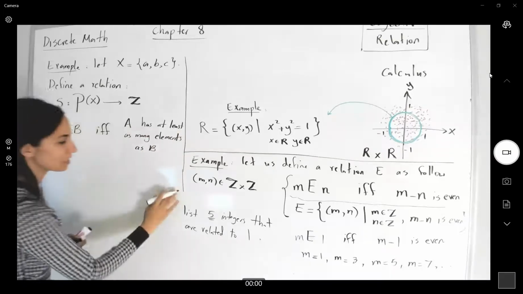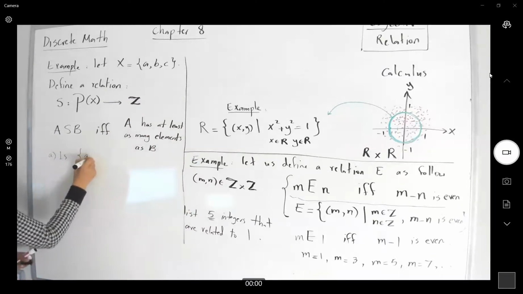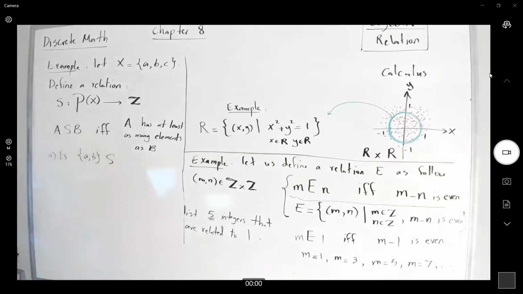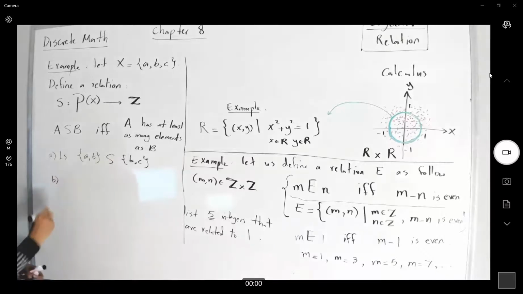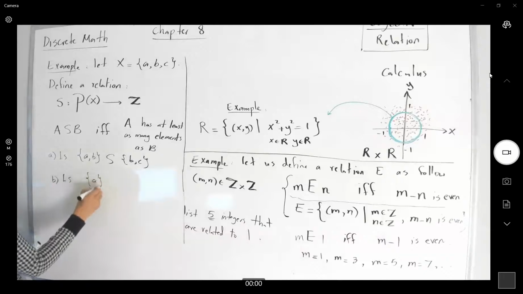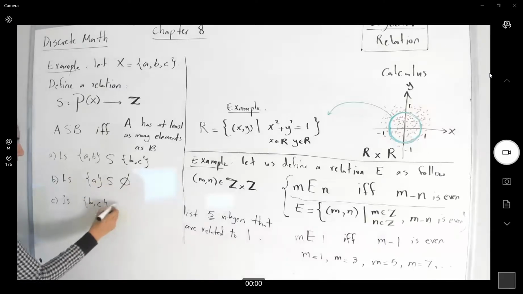Now the question says, well, is the set including a and b related to the set including b and c? Is the set including a in relation with the empty set? Is the set including b and c in relation with the set including a, b, c?